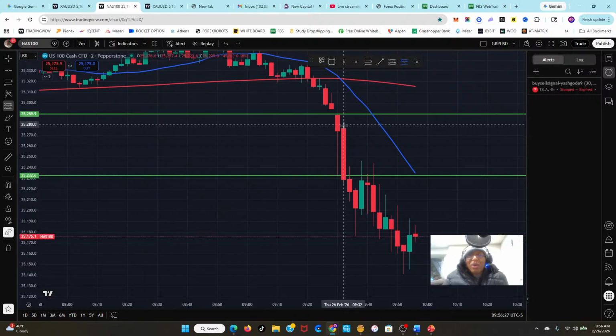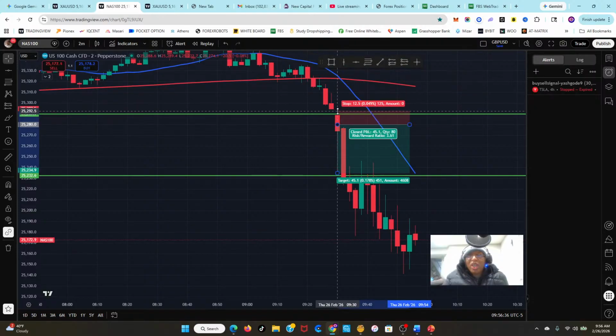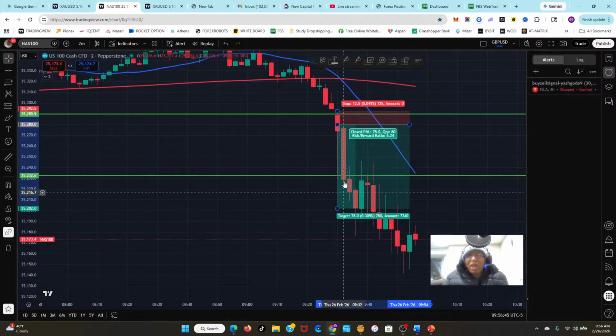So if this was our entry point, let's say we entered around there, and our stop loss was just above that candle, and we rode it all the way to where it stopped, the third bar, this one here, 1, 2, 3, out. That would have been a 1 to 6.24 risk to reward ratio. That means if you're risking $100, you'd have made $600. If you risked $1,000, you'd have made $6,000. How does that sound, guys?